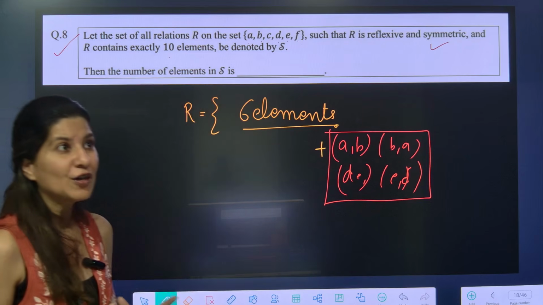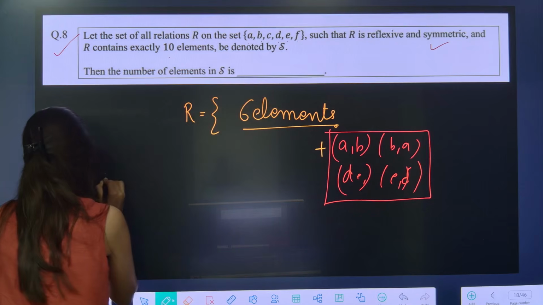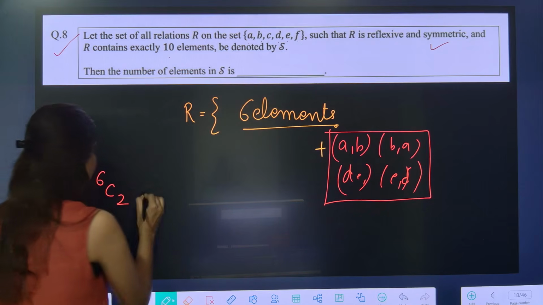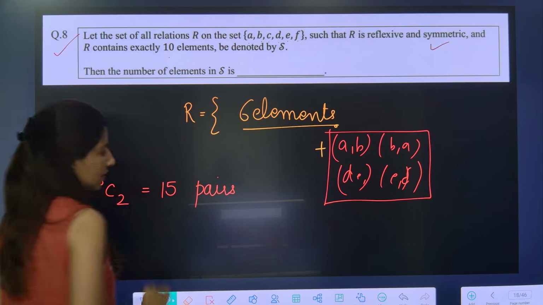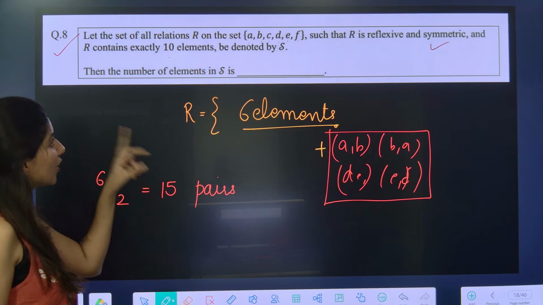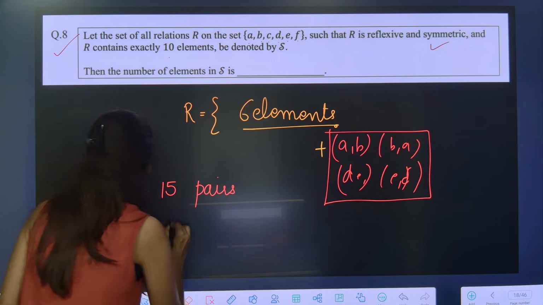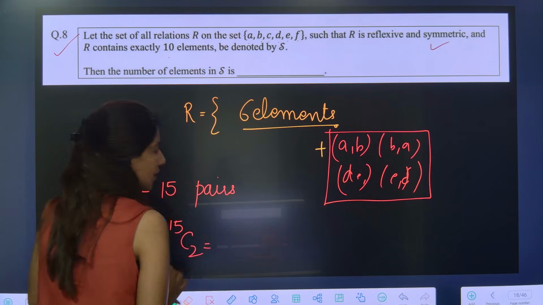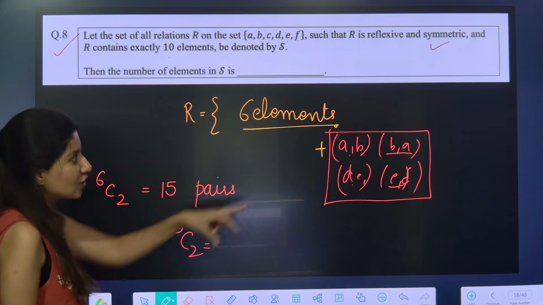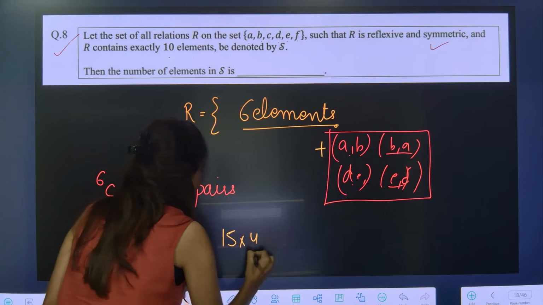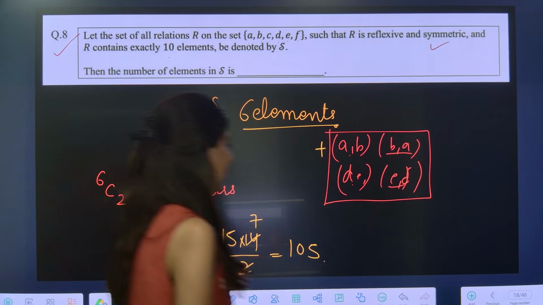For that, first of all, think how many ordered pairs we can have out of these 6 elements. If you select 2 elements out of 6, you will get 15. So 15 pairs are available here, that means A comma B, A comma C, A comma D, A comma E, A comma F. Out of 15, you just need 2 ordered pairs. You will keep 2 ordered pairs, and automatically B comma A, E comma D will adjust the symmetric half. So 15 into 14 by 2 is what? 105. 15 sevens are 105. So 105 is your answer.